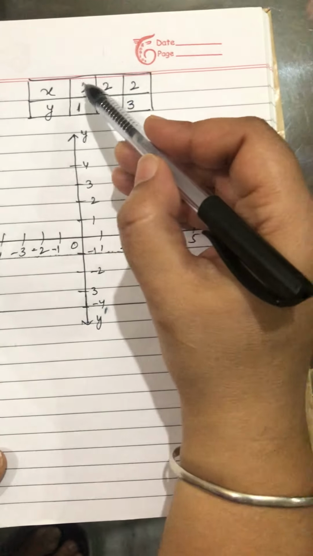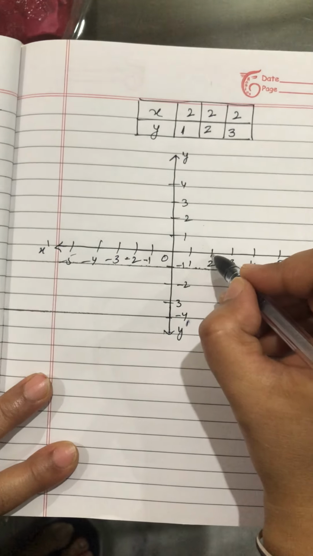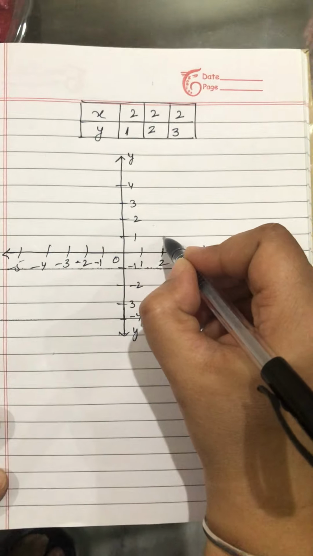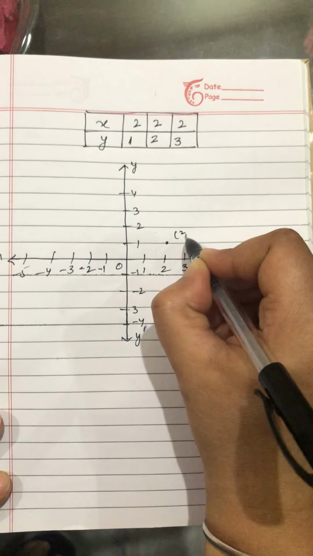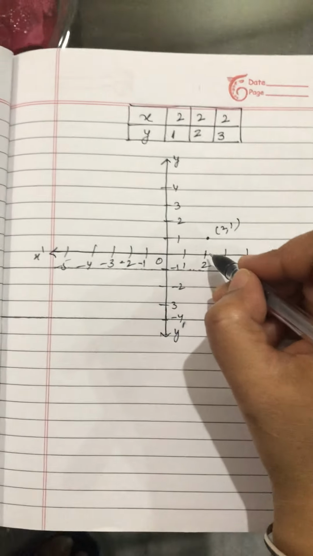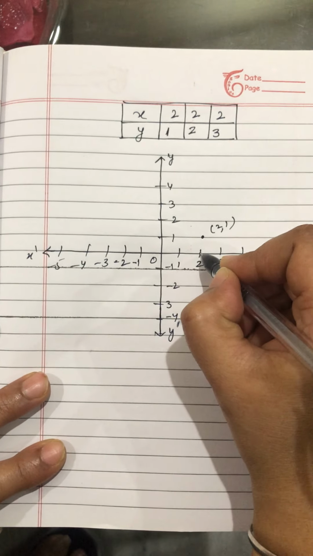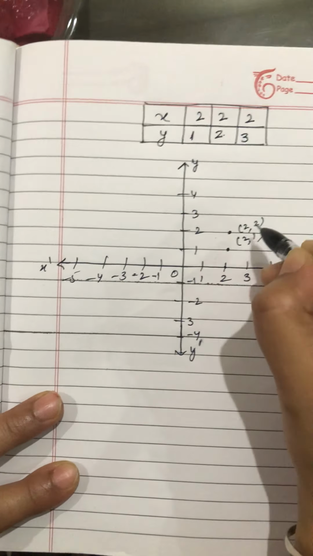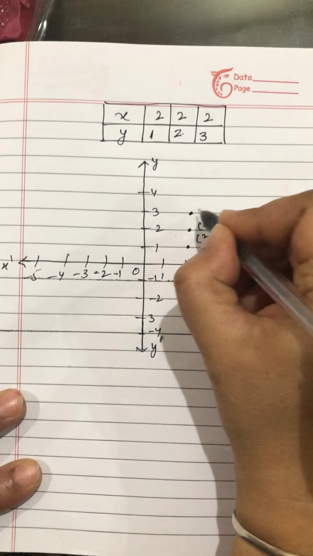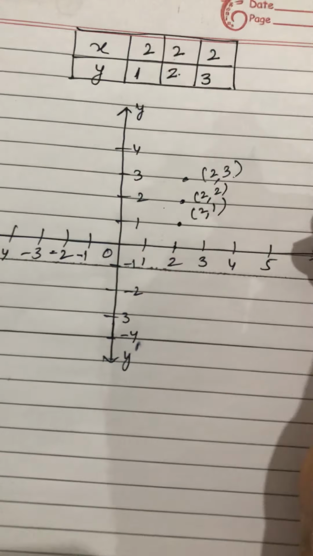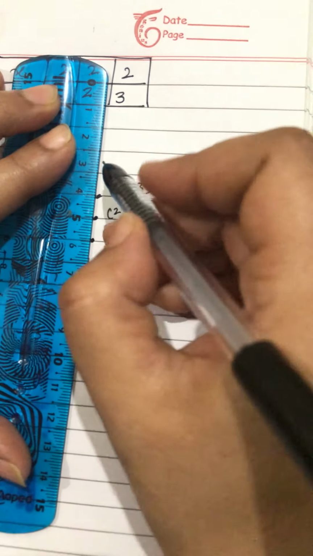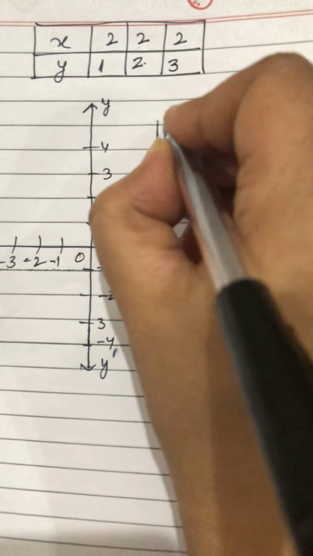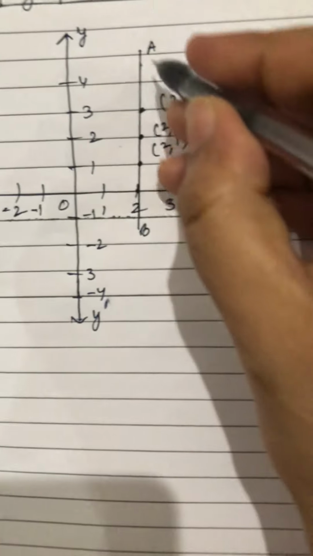Now plot these points, 2, 1. So it is here, you can see x is 2 and y is 1 here. So this is 2 comma 1, then 2 comma 2, x is 2 and y is 2, so move upward 2 points, this is 2 comma 2, then 2 comma 3, this is 2 comma 3. Now you can see after joining these points AB, we'll get a straight line.